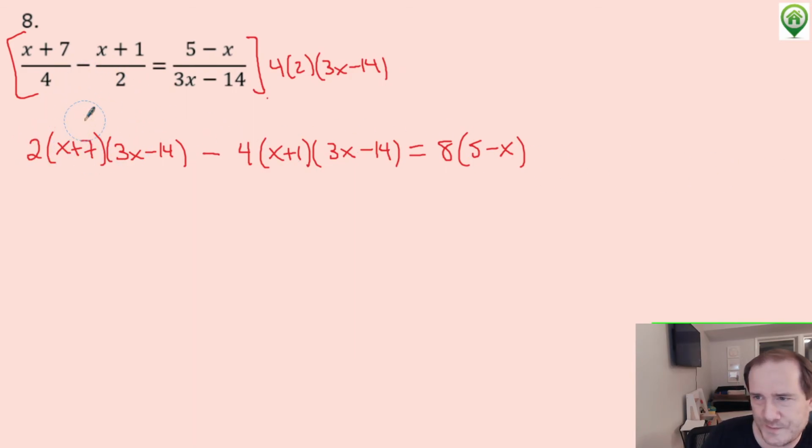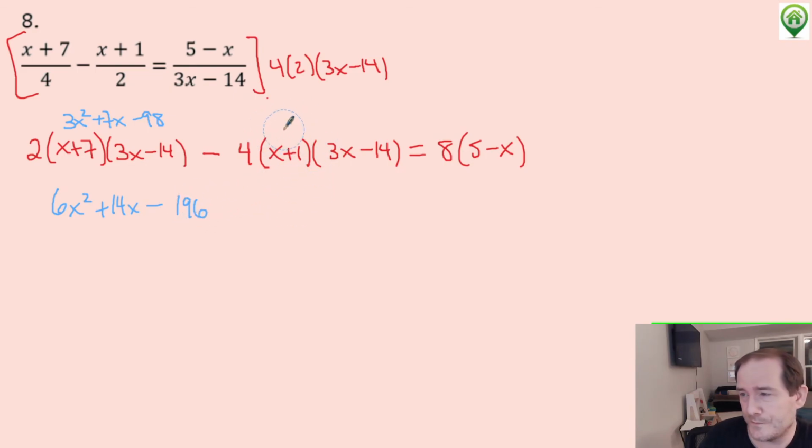So now we just expand everything. This is going to be a 3x squared. A 21 and a minus 14 is a plus 7x in the middle. And this is 98. We're distributing 2 onto that. So 6x squared plus 14x minus 196.